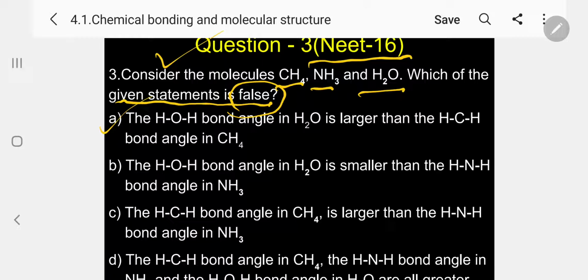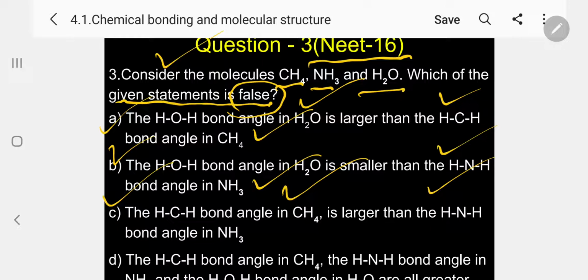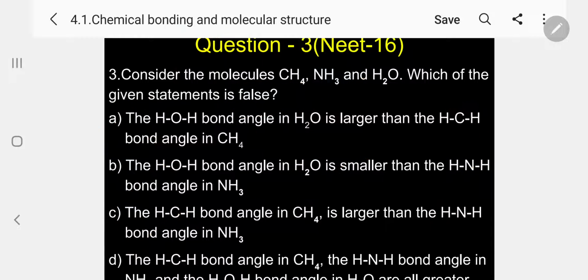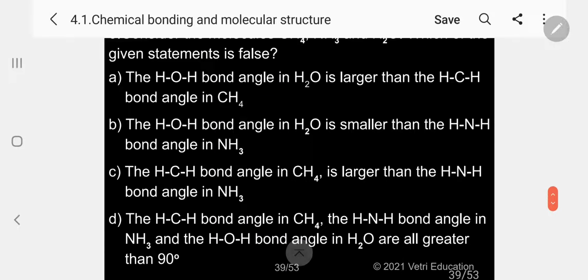The HOH bond angle in water is larger than the HCH bond angle in methane. B. The HOH bond angle in water is smaller than the HNH bond angle in NH3. C. The HCH bond angle in methane is larger than the HNH bond angle in ammonia. D. The HCH bond angle in CH4, the HNH bond angle in NH3 and the HOH bond angle in H2O are all greater than 90 degrees. So these are the statements.